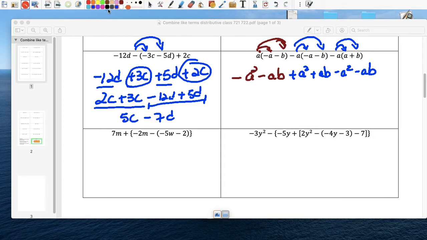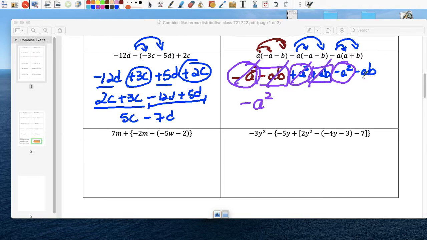Combine like terms. Well, there's this guy and this guy and this guy. So notice that negative a squared and a squared here, they're opposites, so that goes away. So I'm left with just that. Negative ab and plus ab also are opposites, so that goes away. So I'm only left with that. Final answer.